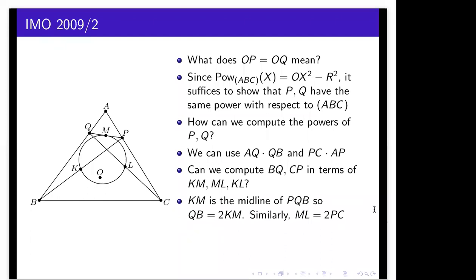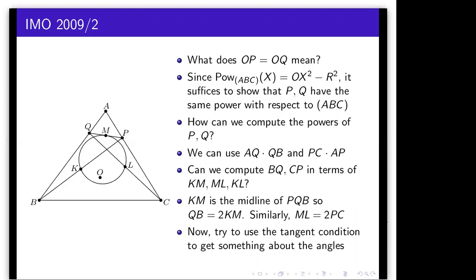So we'll focus on AQ and AP. To get these values, we probably want to use some angle conditions. We haven't at all used the fact that the circle KLM is tangent to PQ yet. So let's use this condition to get something about the angles. Let's try to apply some of the techniques from angle chasing in the first half of class. Feel free to type in the chat any partial progress you guys can get.